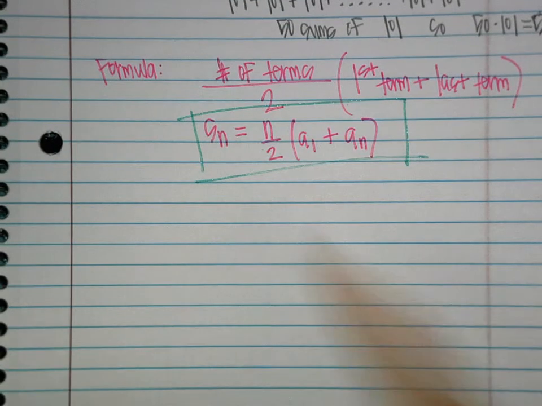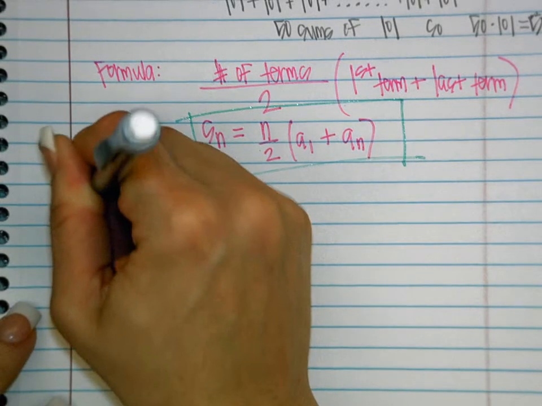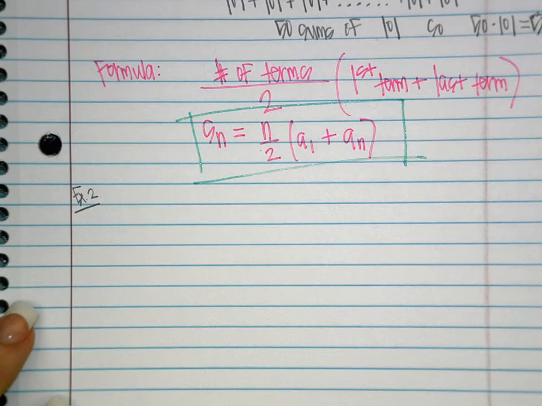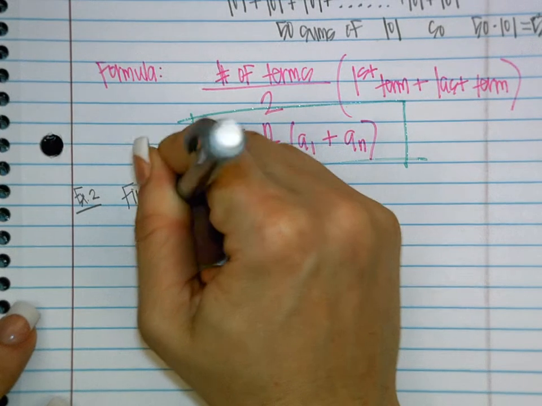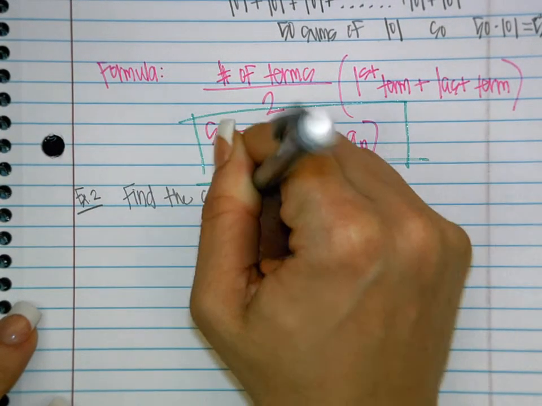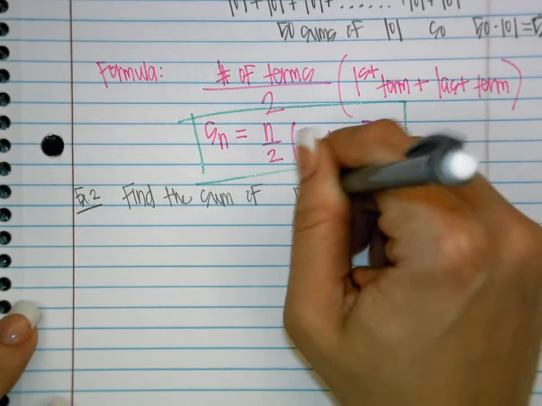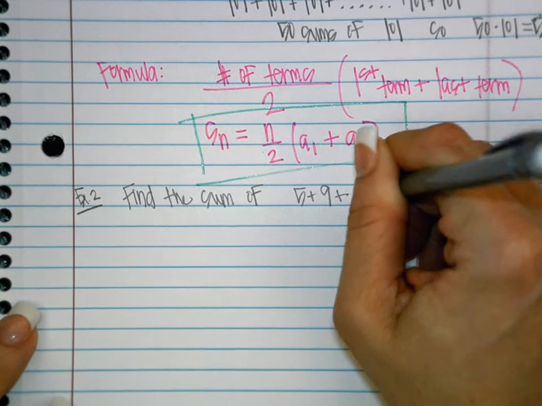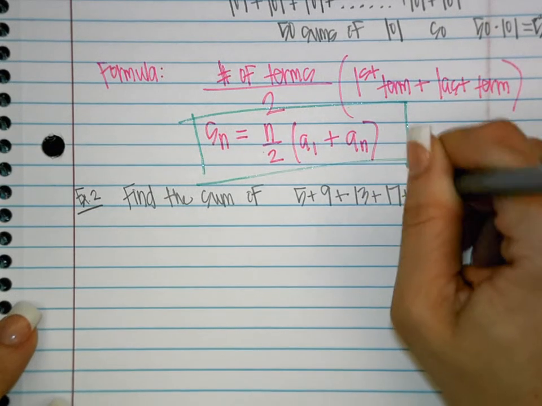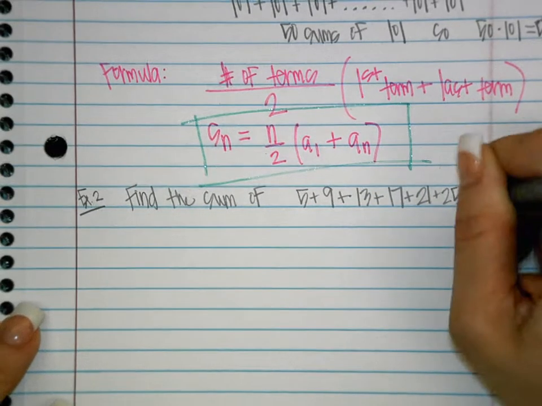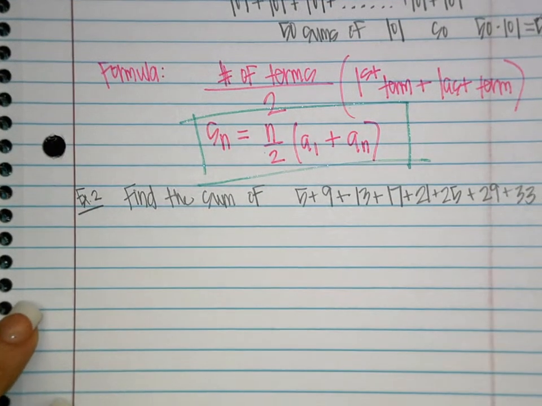So, for example number 2, because yes, I kind of started another separate lecture. Find the sum of 5 plus 9 plus 13 plus 17, 21, 25, 29, and 33. And no, you don't get to use calculators.